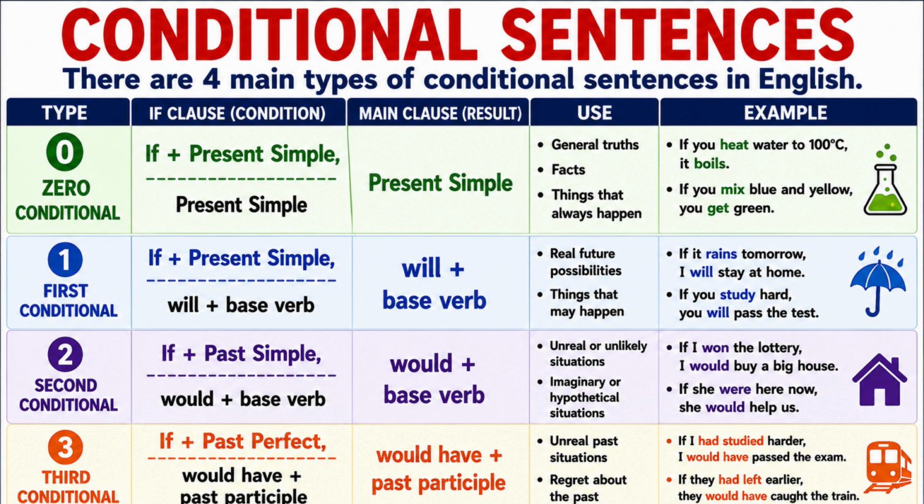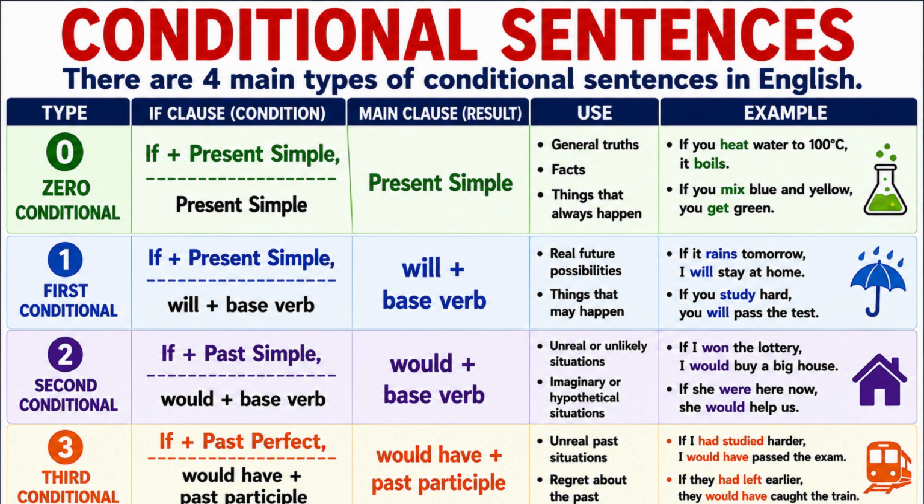In today's lesson, we are going to learn one of the most important grammar topics in English, conditional sentences. Conditional sentences help us talk about facts, real possibilities, imaginary situations, and events that did or didn't happen in the past. In this lesson, we will study the zero conditional, first conditional, second conditional, and third conditional. You will learn when to use each type, how to form affirmative, negative, and question sentences, and how to use them correctly with clear explanations and practical examples.